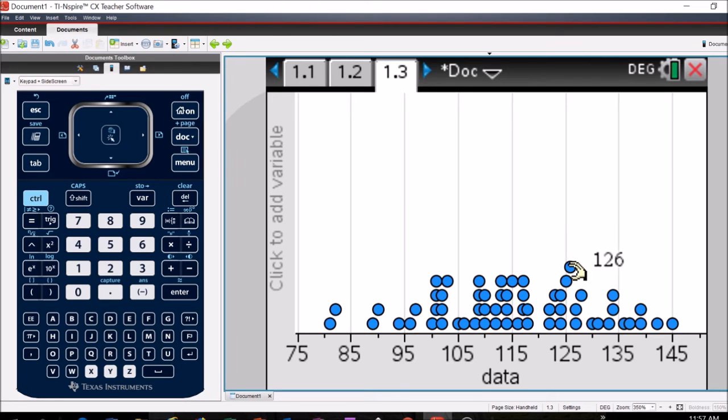So I don't see any obvious skewness. It appears to be symmetrical. And so right now, I don't have any evidence against it being approximately normal. Let's see if I can get any better evidence for it being normal.